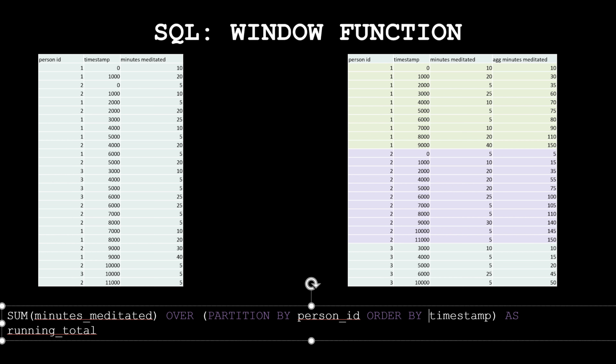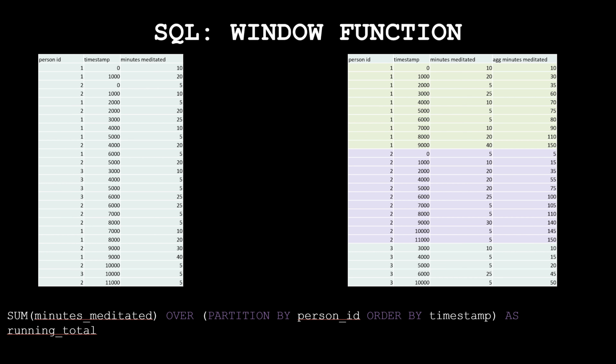So what do you think happened if we do order by timestamp descending? Then what's going to happen is that instead of starting from 0, we're going to start from 9,000. And then aggregated minutes for this row would be 40, and then this row would be 60, and then 70, and then 75, because we're adding it that way now. Cool, awesome. So that's pretty much it for the syntax of windowing functions.